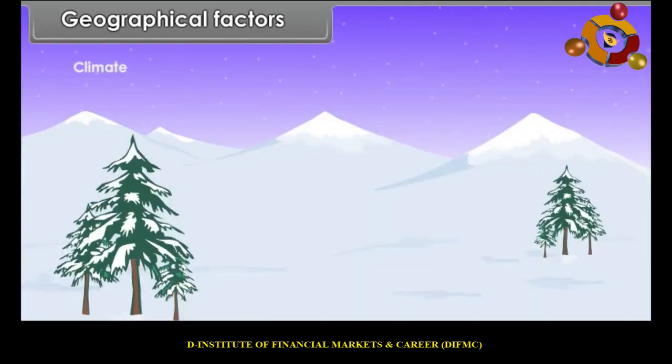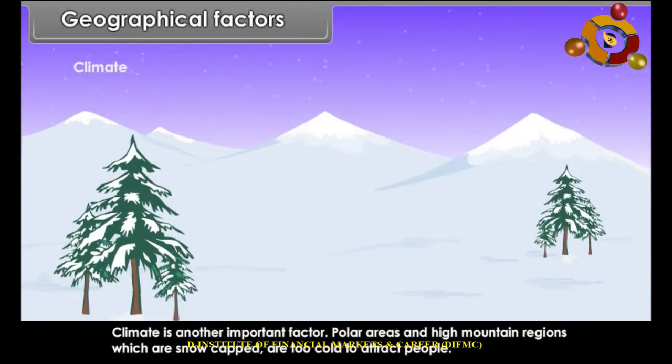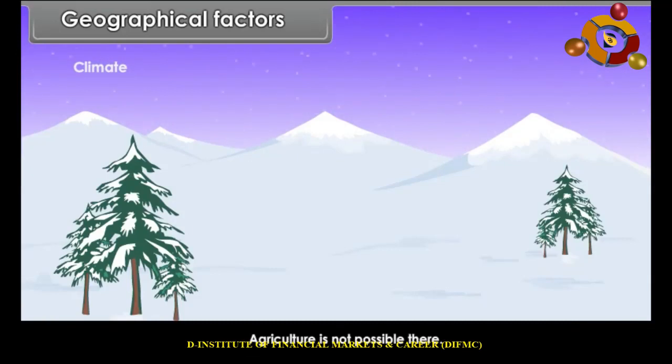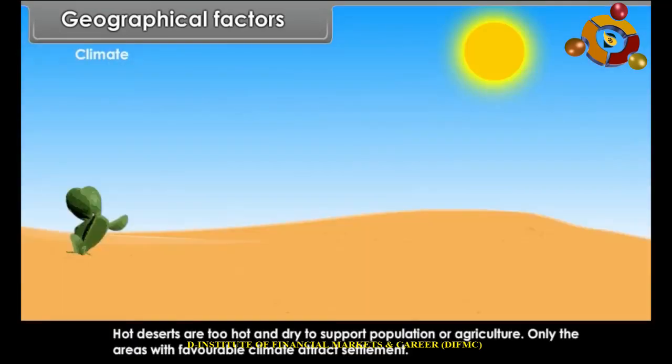Climate. Climate is another important factor. Polar areas and high mountain regions which are snow-capped are too cold to attract people. Agriculture is not possible there. Hot deserts are too hot and dry to support population or agriculture. Only the areas with favorable climate attracts settlement.